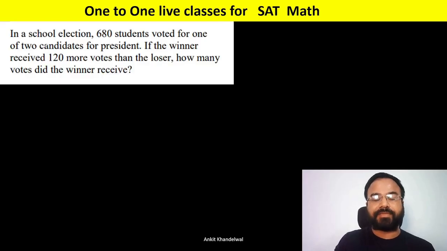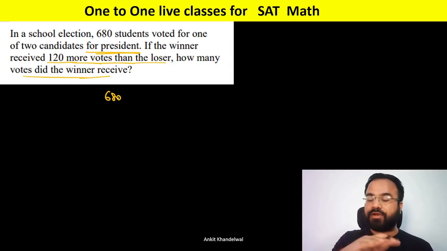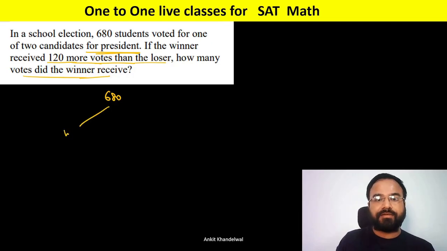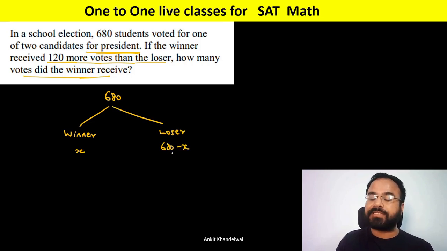Look at this next. It says, in a school election, 680 students voted for one of the two candidates for president. If the winner received 120 more votes than the loser, how many votes did the winner receive? So we can say a total of 680 students have voted, all of them for one of the two candidates. So let's say the winner got X votes. So how much will the loser get? The remaining votes, 680 minus X.